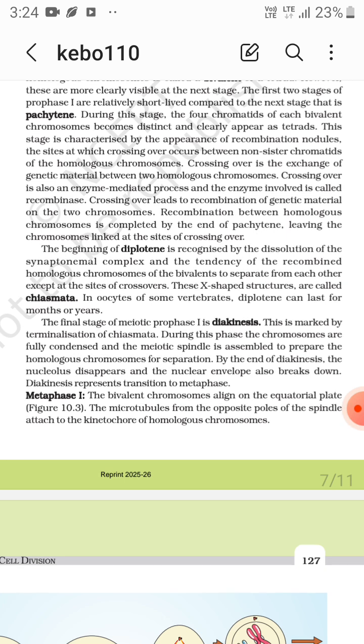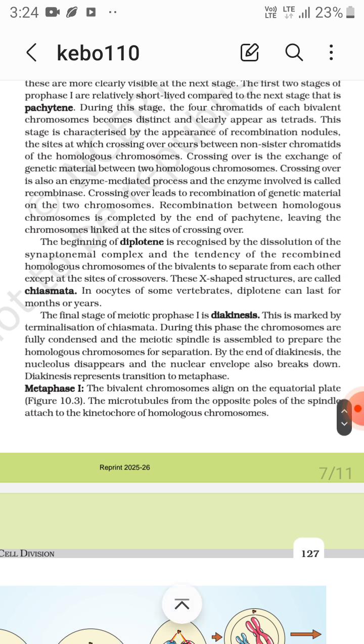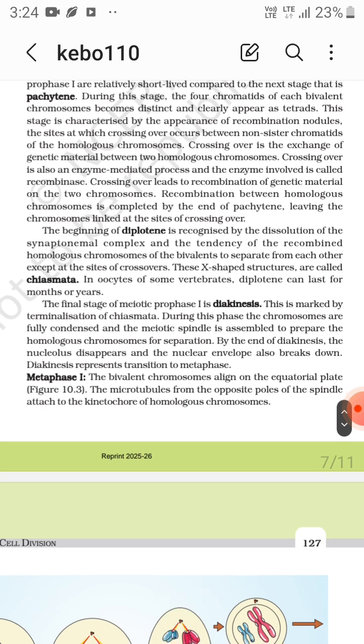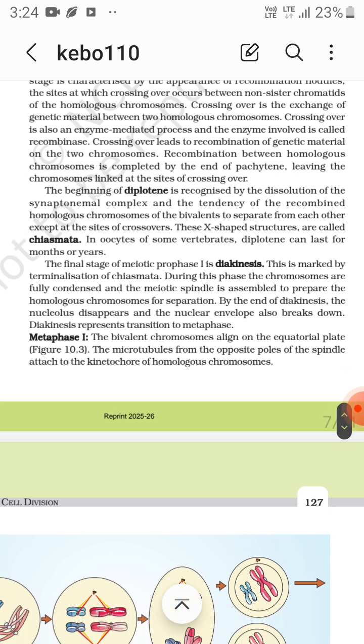They show the tendency of the recombined homologous chromosomes of the bivalents to separate from each other except at the sites of the crossovers. Now these X-shaped structures are called chiasmata. In oocytes of some vertebrates, diplotene can last for months or years. Oocytes are the stage in meiosis during gametogenesis. Just remember diplotene, dissolution, and then the X-shaped structure called chiasmata.